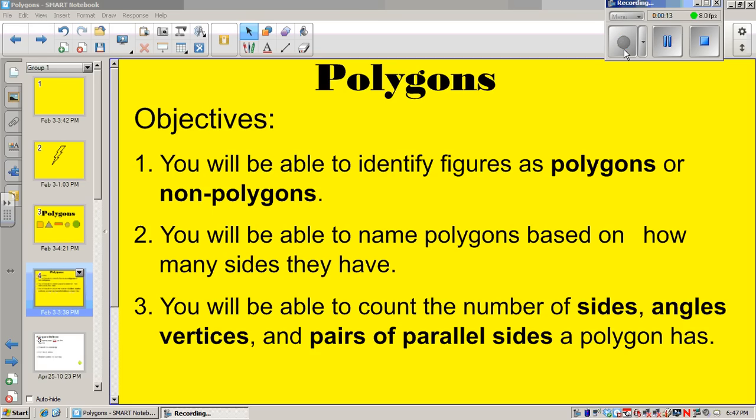Our objectives for this video are as follows. Number one, you will be able to identify figures as polygons or non-polygons. Number two, you will be able to name polygons based on how many sides they have. And three, you will be able to count the number of sides, angles, vertices, and pairs of parallel sides a polygon has.